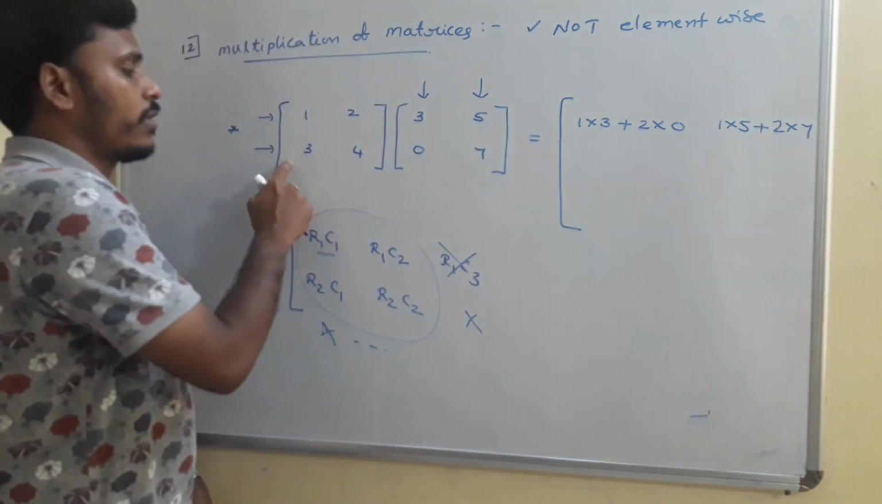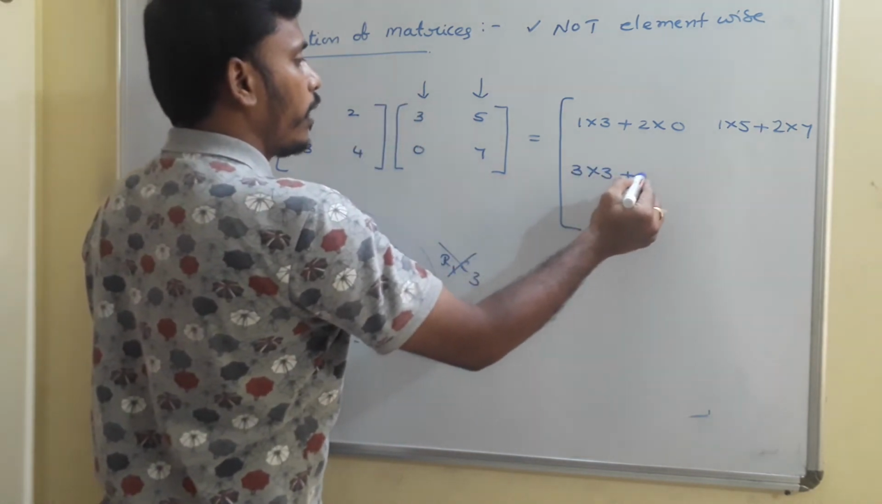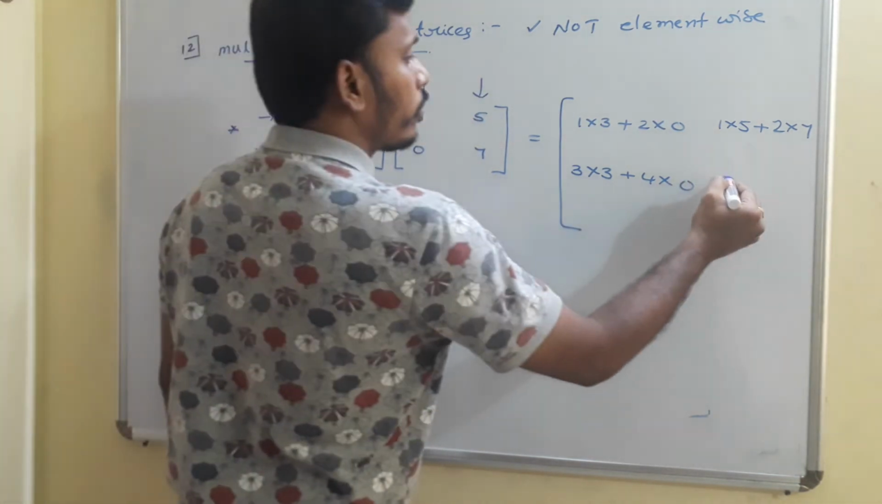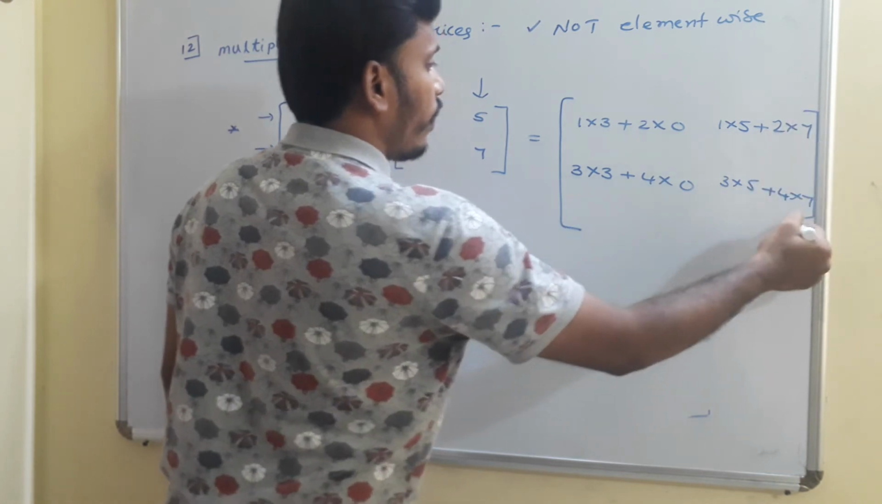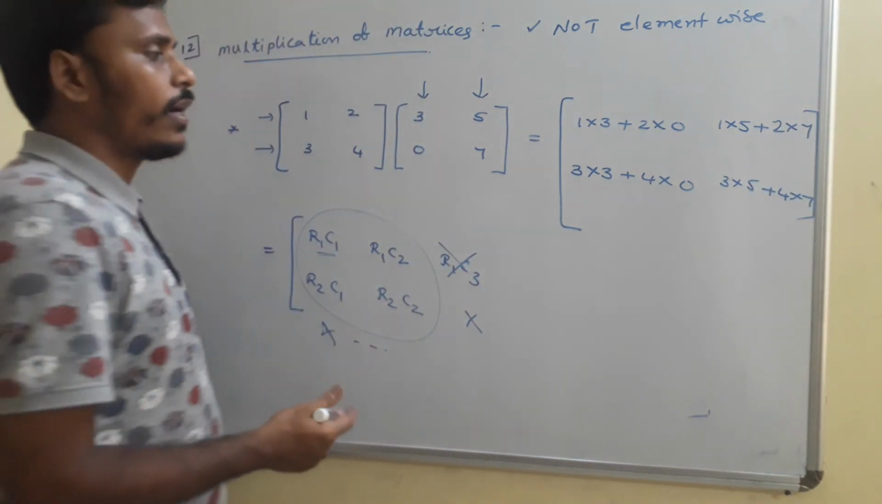And the next thing is second row, first column. So that is 3 into 3 plus 4 into 0. And second row, second column: 3 into 5 plus 4 into 7. Initially it may give you some confusion, but with practice automatically you will get a clear idea.